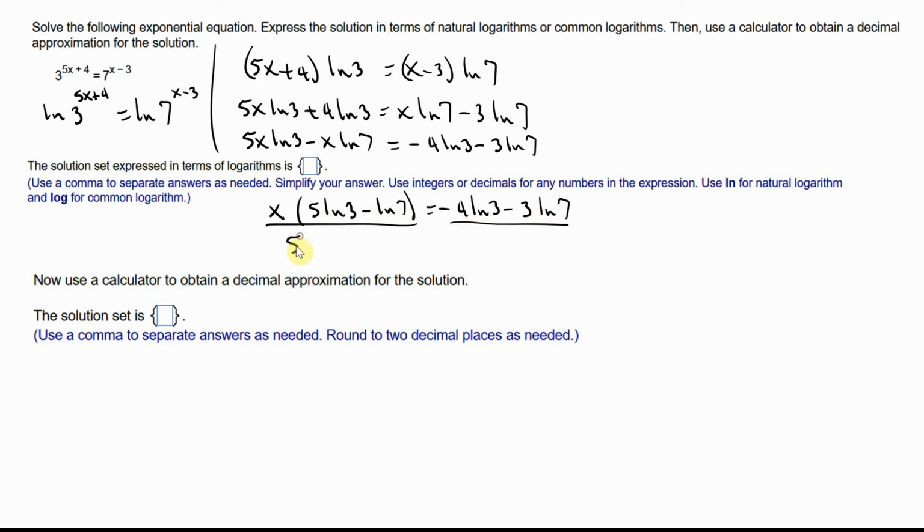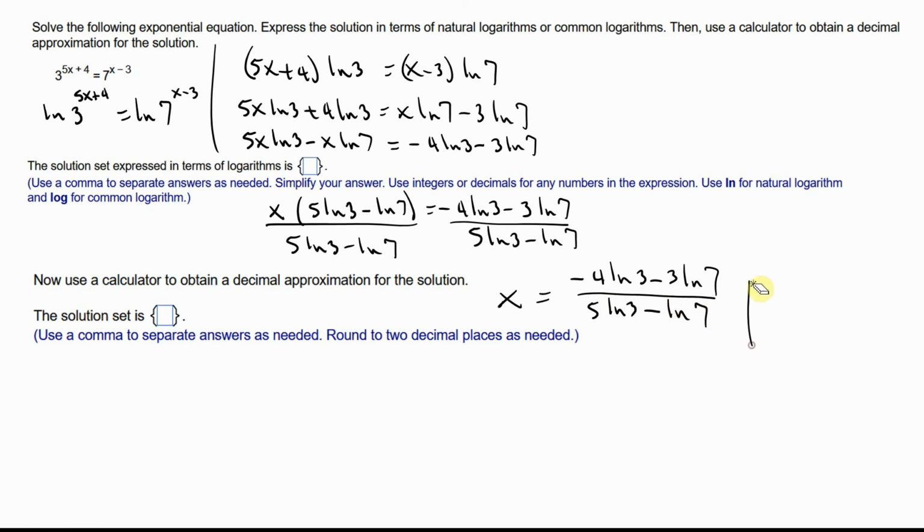and I get what I want. So here I get x is equal to negative 4 natural log of 3 minus 3 times the natural log of 7, all over 5 times the natural log of 3 minus the natural log of 7. So that's what you're going to put here in this box, right? And then you work that on your calculator.